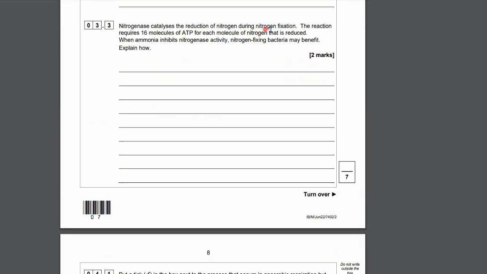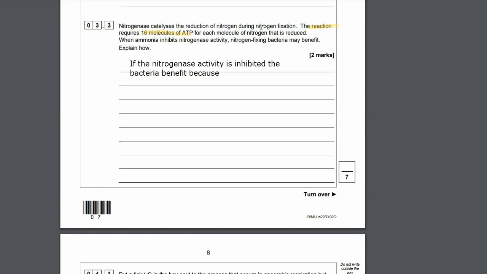Okay, 3.3, nitrogenase catalyzes the reduction of nitrogen during nitrogen fixation. The reaction requires 16 molecules of ATP for each molecule of nitrogen that is reduced. When ammonia inhibits nitrogenase activity, nitrogen-fixing bacteria may benefit. Explain how. So even if you don't understand what's going on in this question, the key fact is they're telling you that the reaction requires 16 molecules of ATP. Now, this reaction is no longer happening. How does that benefit the bacteria?